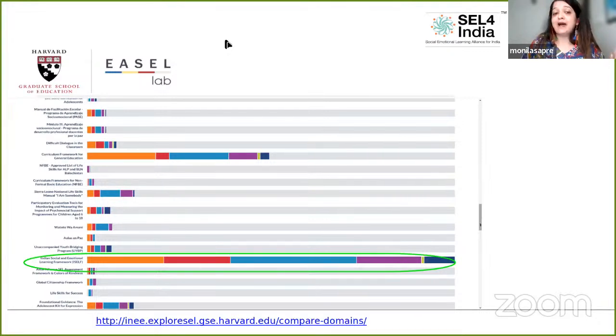iSelf has been mapped by the Harvard Easel Labs with frameworks from across the world. It represents India over here. And if you can see where I have marked green, it has the maximum amount of depth and focus. That is because it is clearly age banded, which means iSelf clearly tells teachers and schools at what age group a child is ready to learn which social and emotional skills.